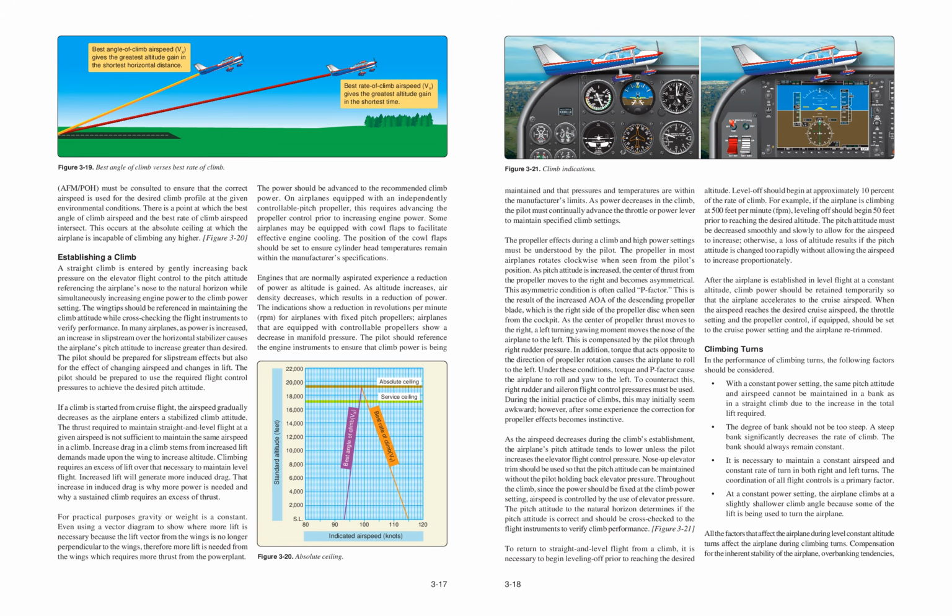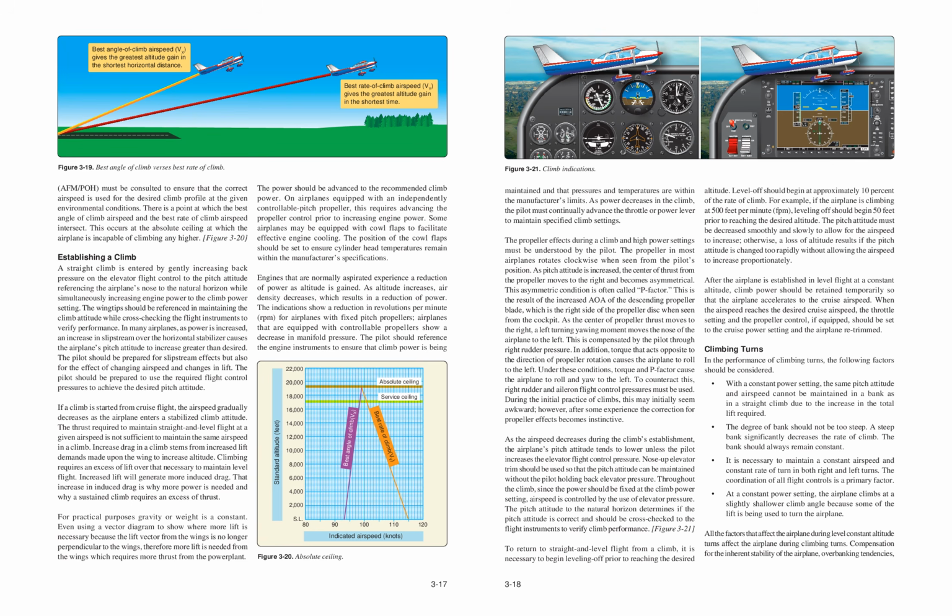Altitude. Level off should begin at approximately 10% of the rate of climb. For example, if the airplane is climbing at 500 feet per minute, FPM, leveling off should begin 50 feet prior to reaching the desired altitude.